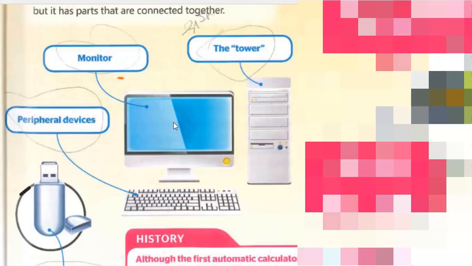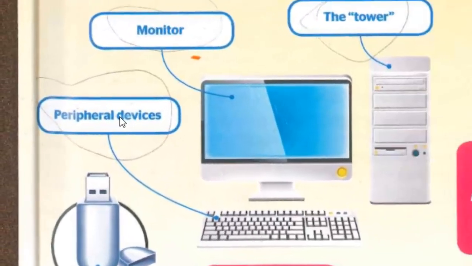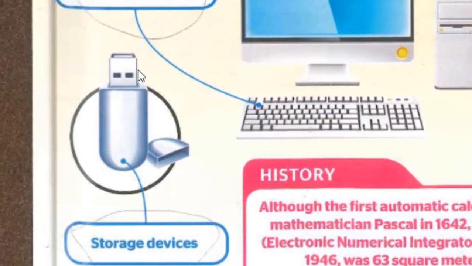This is the monitor. You can also call it the screen. This is the tower. You can also call it the CPU, central processing unit, because this is the brain of the computer. And everything that is connected to the desktop is called peripheral devices, like the keyboard, the mouse, a USB device. Everything that you connect to the computer is called peripheral devices. The flash drive is called a storage device because it has a memory and we store our files in it.